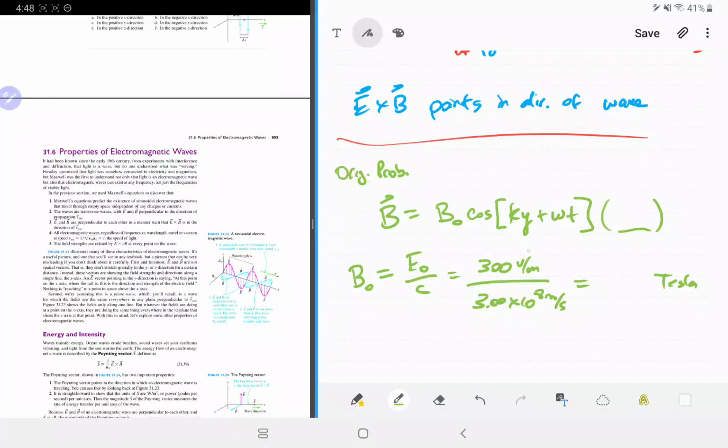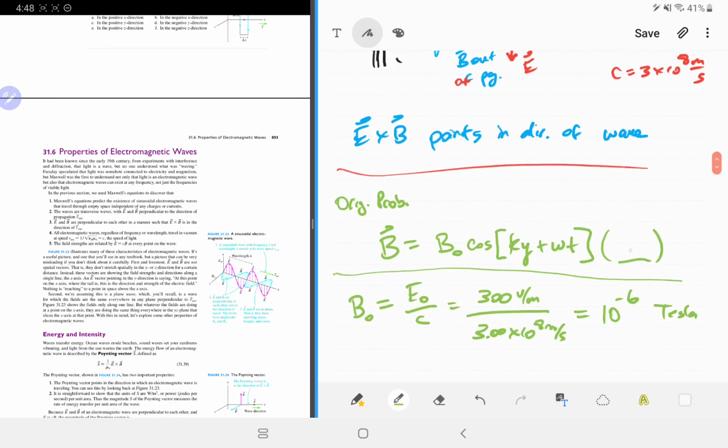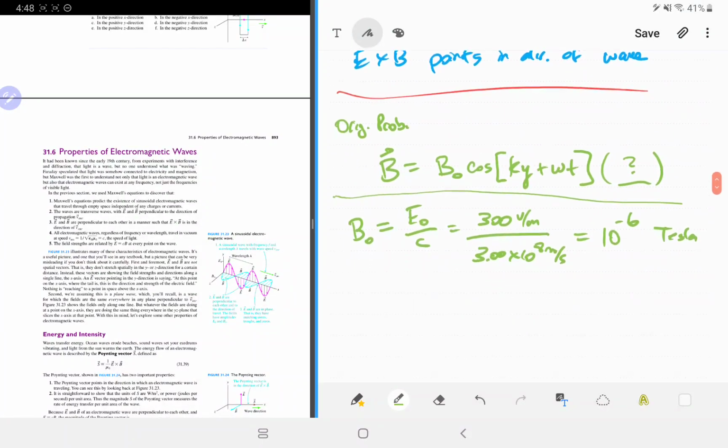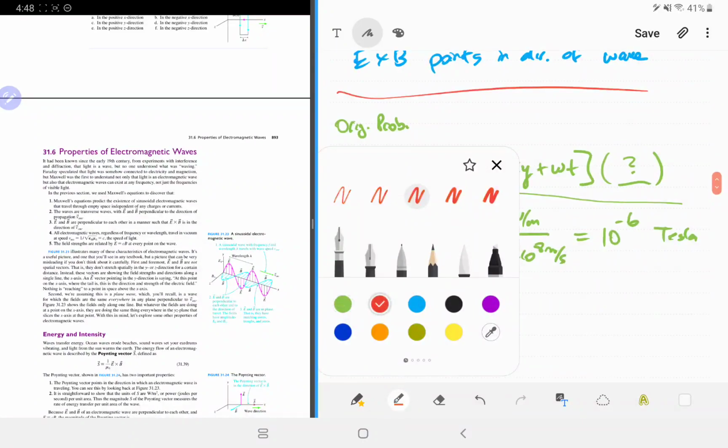So 3 times 10 to the 2 divided by 3 times 10 to the 8. It looks like it's 1 times 10 to the minus 6. So this is 1 microtesla. Okay, great. That gives us the magnetic field amplitude. Then what about this piece? What goes in right here? For this you really need to practice your right-hand rule.